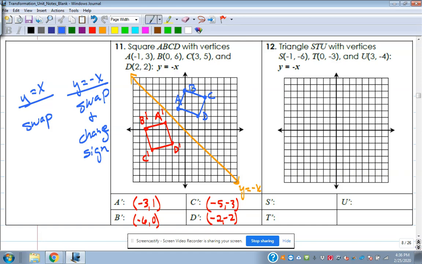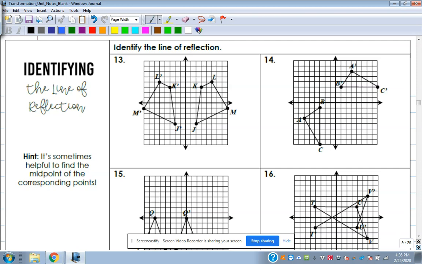All right, the next piece is about identifying the line of reflection. I think this is not terribly difficult. Number 13, what would be our line of reflection there? X equals 0 or the y-axis. X equals 0 is this line right here, but that's also the y-axis. 14's a little harder. Y equals negative x. If you draw that line through there, you can see that it's y equals negative x.